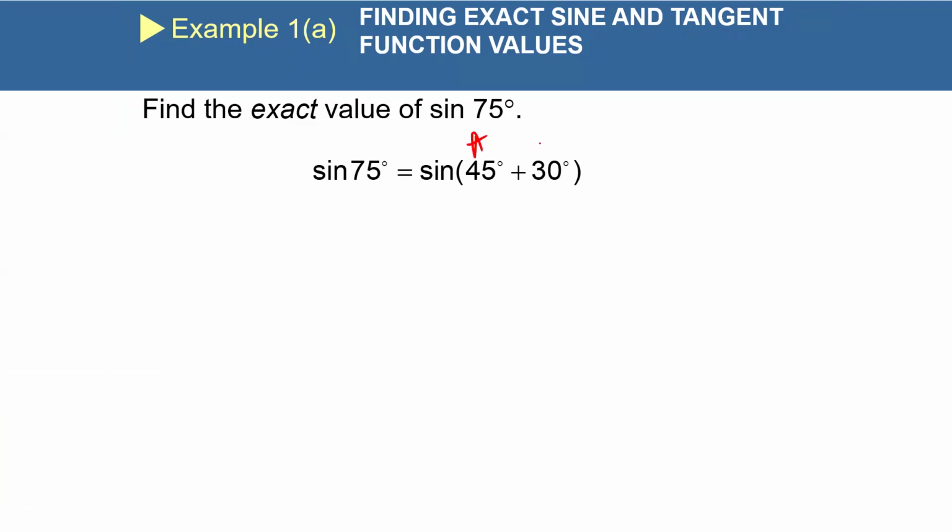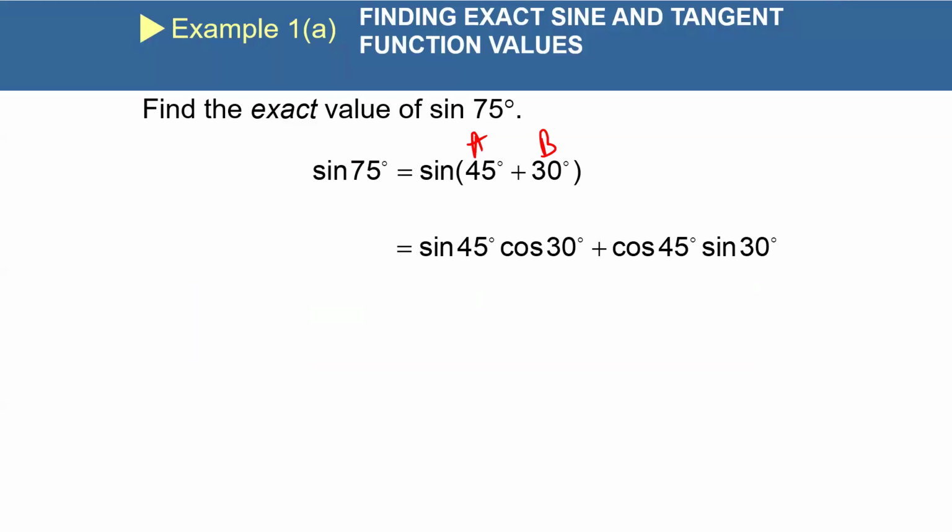There we go. A would be 45 and B would be 30. And now I'm just going to plug them into the identity where they go. So we have sine of 45 times the cosine of 30 plus the cosine of 45 times the sine of 30. And we're big brain, so we should be able to fill these in, right?